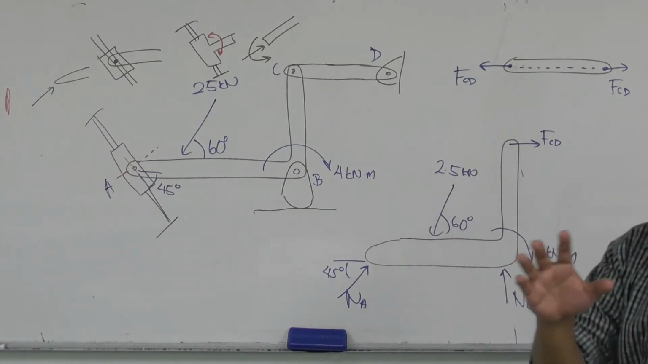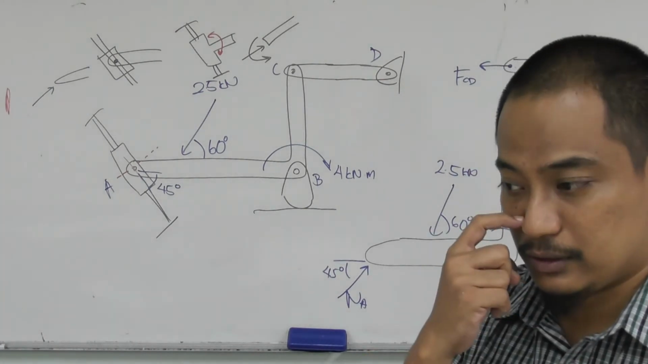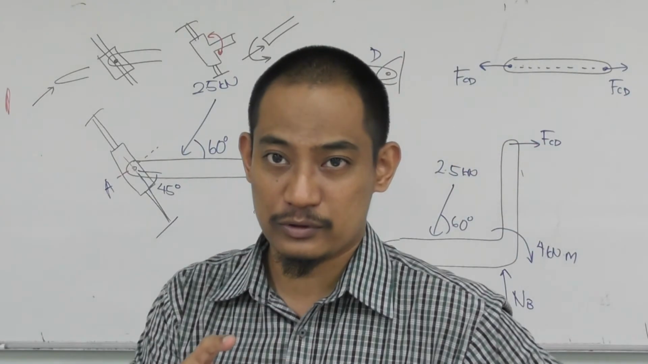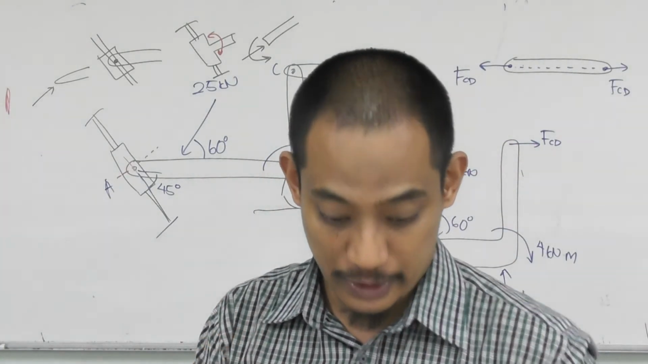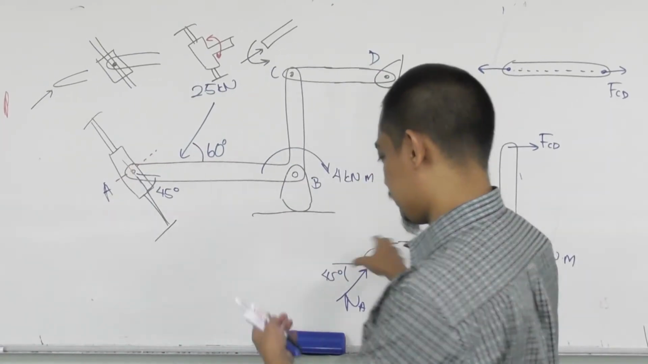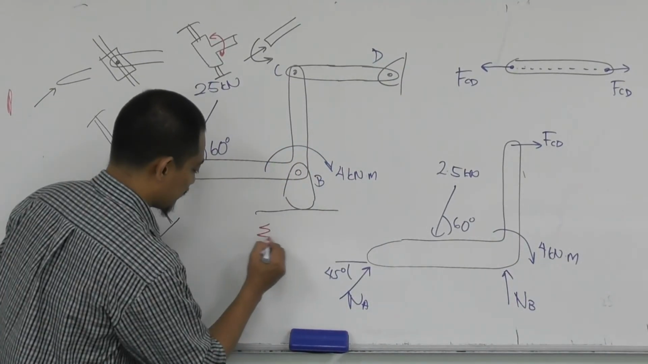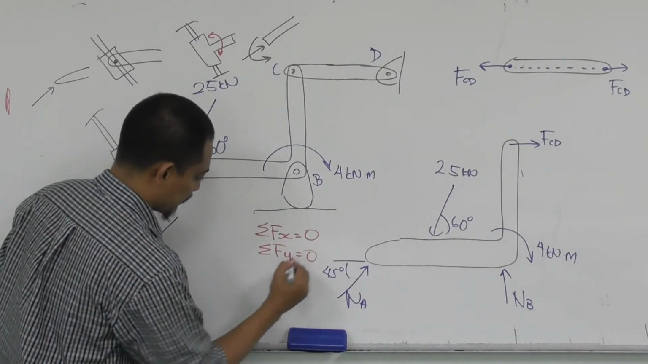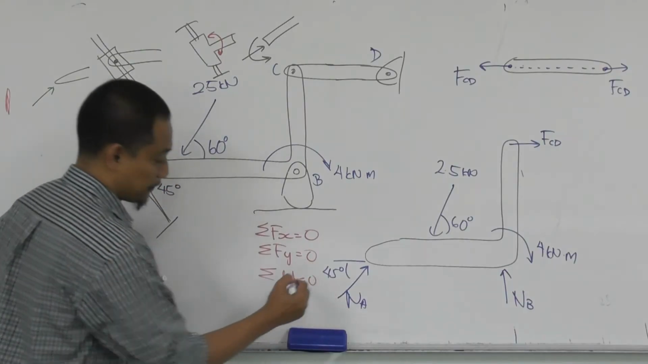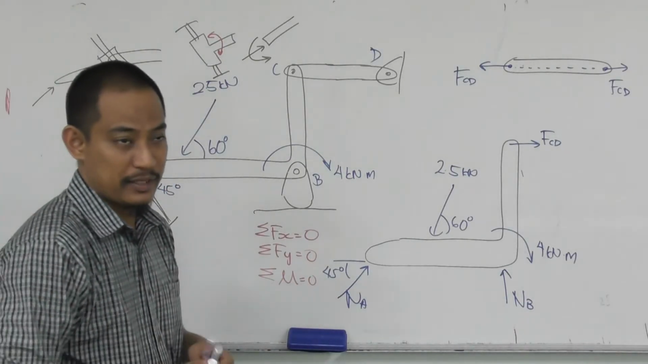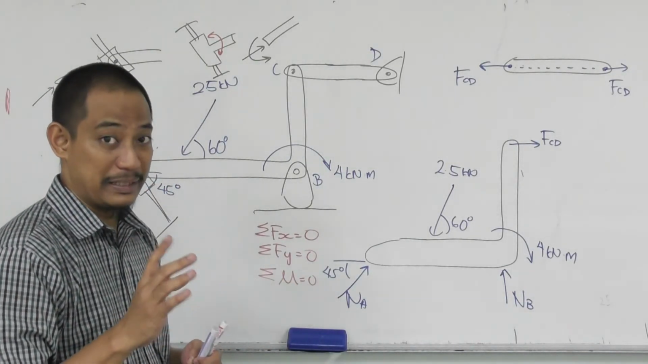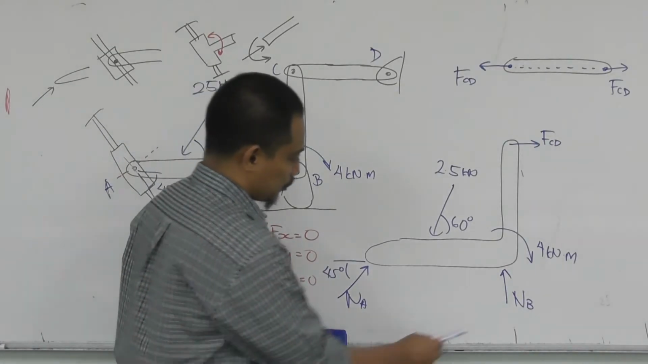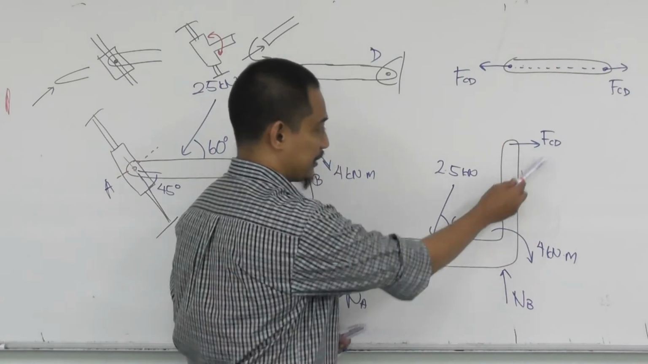And one way to check if you actually have to calculate in your exam is that the number of unknowns should not be more than the number of equations that you have. In 2D, basically you have summation of Fx equal to 0, summation of Fy equal to 0, and summation of moment equal to 0. You have 3 equations, hence you only have 3 unknowns maximum. So in this case you have 1 unknown here, 2 unknowns here, 3 unknowns here.